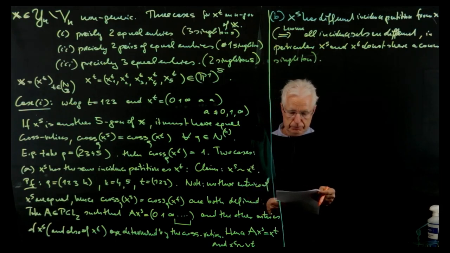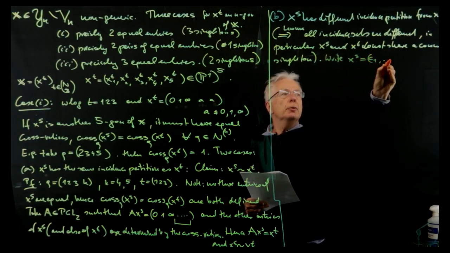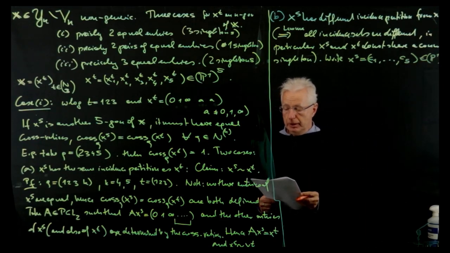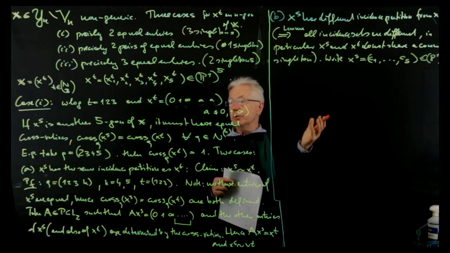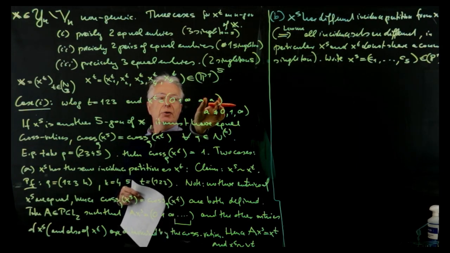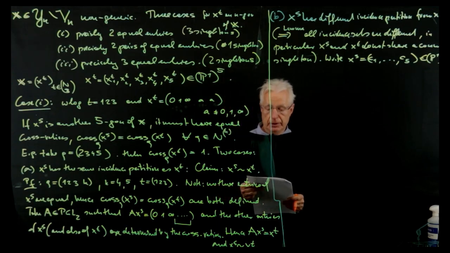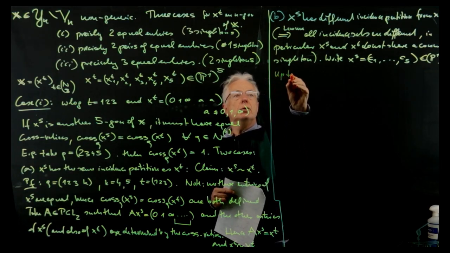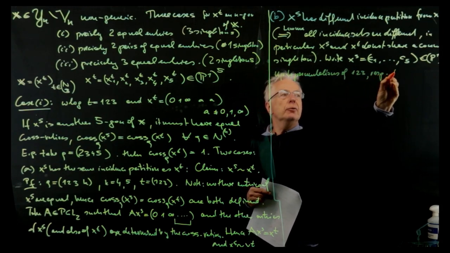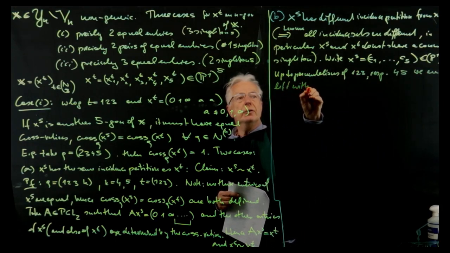And let me now write XS as unknown C1 up to C5 in P1^5. Now we can consider the whole thing up to permutations. Here, if we permute the last two entries, nothing changes. And if you permute the first three, also nothing changes. The incidence pattern is the same. So up to permutations of 1, 2, 3, respectively 4, 5, we are left with the following cases.